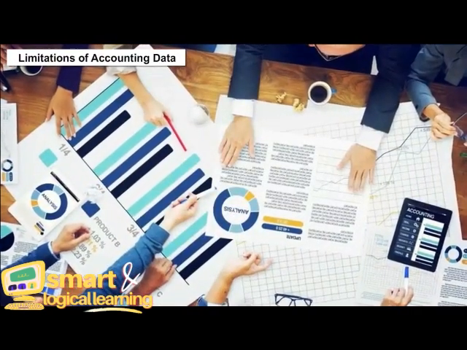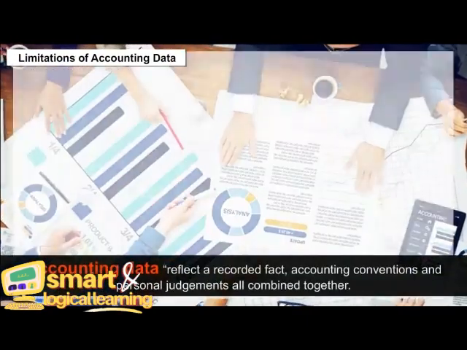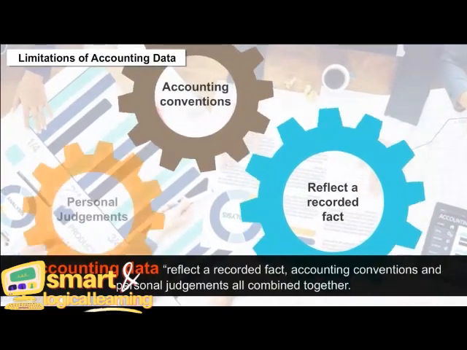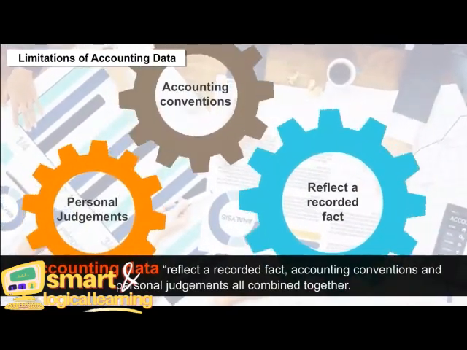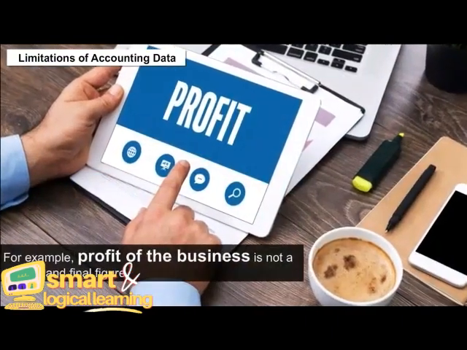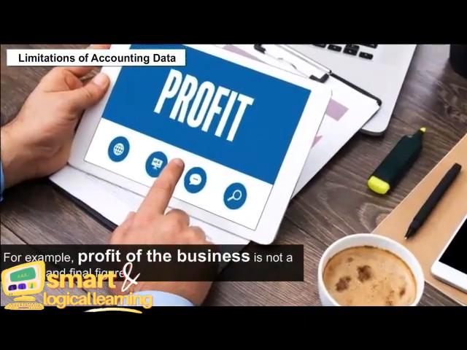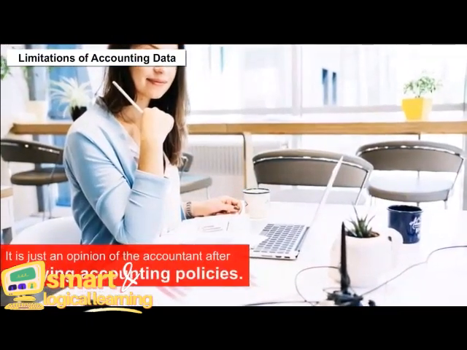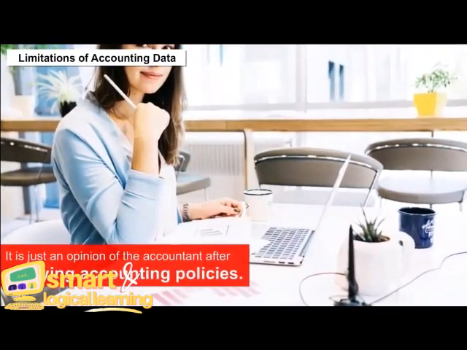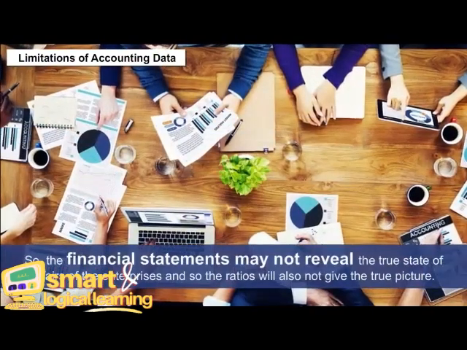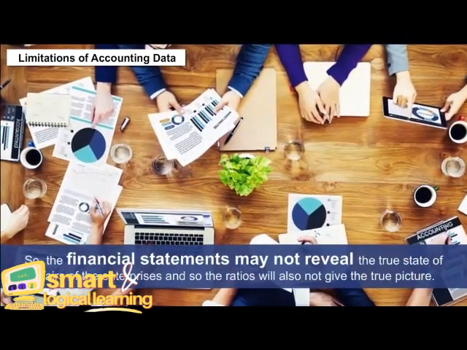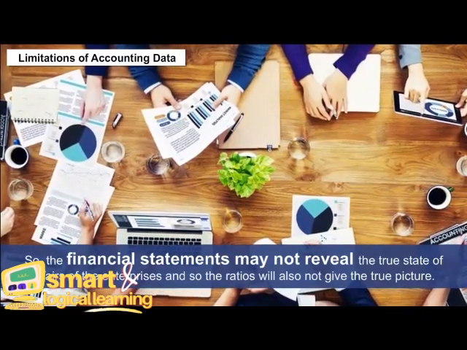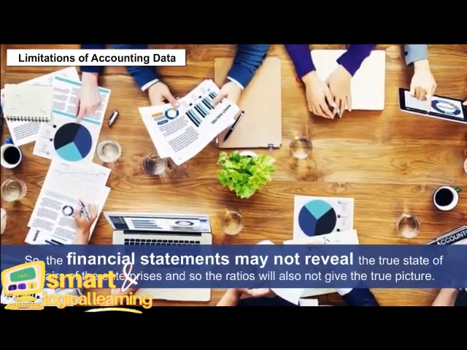Limitations of accounting data. Accounting data reflect recorded facts, accounting conventions, and personal judgments all combined together. For example, profit of the business is not a precise and final figure. It is just an opinion of the accountant after applying accounting policies. So, the financial statements may not reveal the true state of affairs of the enterprise, and so the ratios will also not give the true picture.